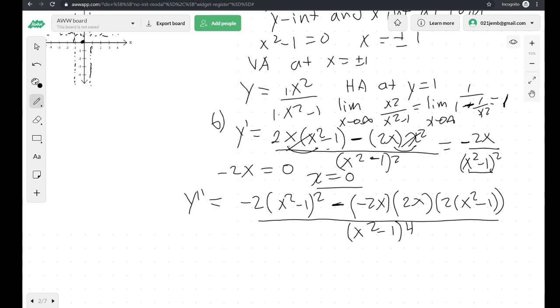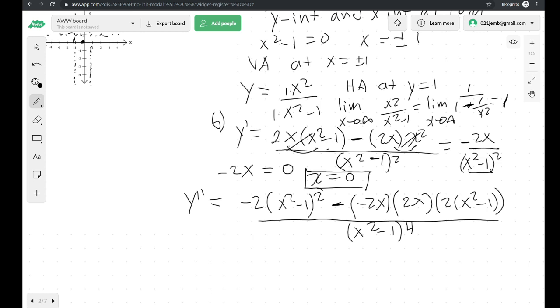So we can kind of simplify some things here, but let's see. All we're looking for is what's going on at 0, right? We're looking for what's happening at x equals 0, the critical point, because we want to see if this is going to be a maximum or a minimum, a relative maximum or a relative minimum.